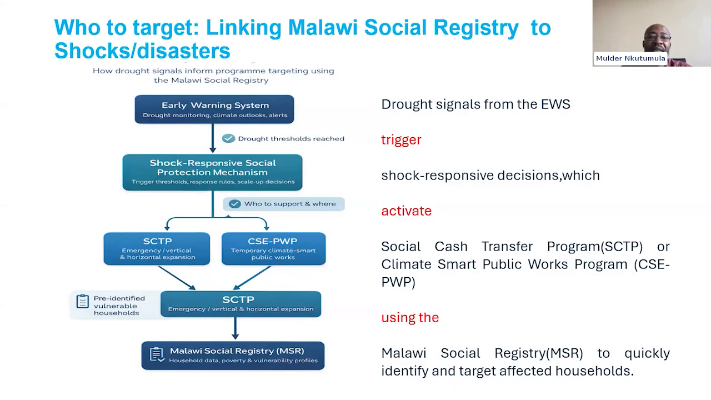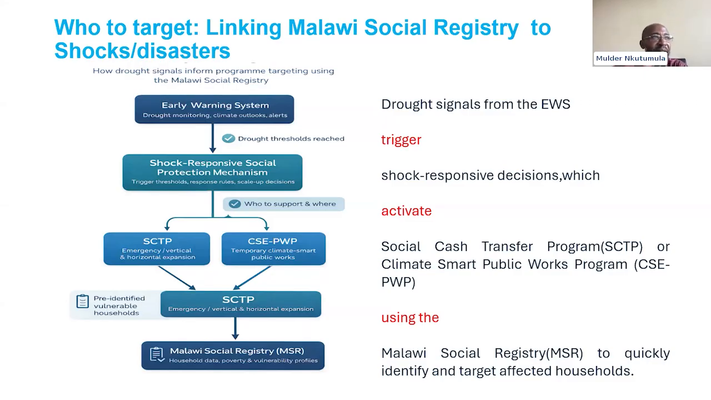So we have two. We have the social cash transfer, who are the regular beneficiaries, but all of them suffer the same. The only difference is that one has the labor constraint, the other one has the labor. From there, we use the defined households. They are ranked from the poorest, poorer, poor, and the better off. So that's how we use the social cash transfer.